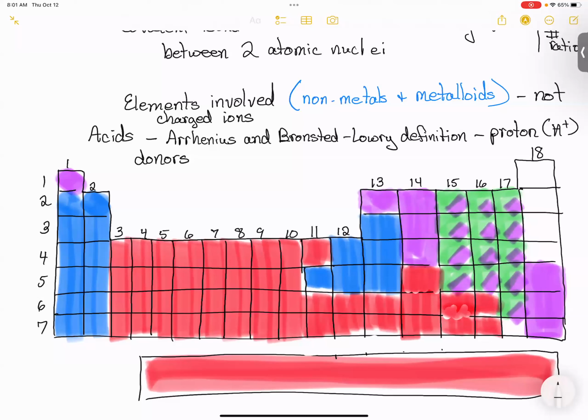Now, is it topics that you most likely have heard about in previous chemistry classes? Yes. But it's still something you've got to put in the time and effort for.